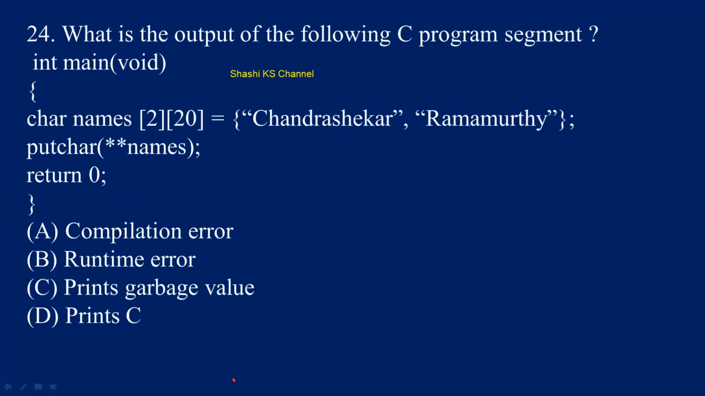The next question is: what is the output of the following C program segment, int main? Here you have a character array and putchar is being used. getchar and putchar are used to deal with only one character at a time. When you say putchar of *names, names is a character array, and *names will print the first character of the first row. The first character of the first row is C, so it will print C. The right answer for this would be option D, print C.